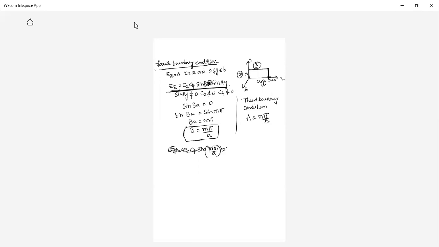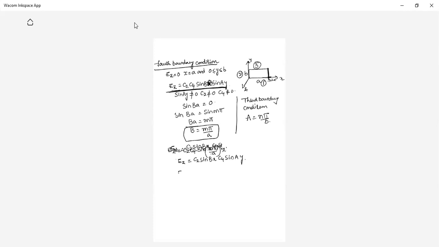Let's see, C2 sin bx into C4 sin ay. Oh, sorry, I'm not seeing it here, I'll write it here. One minute. I think it is overlapped. Ez is equal to, now I'm writing C2 sin bx, C4 sin ay. Yes or no? This is the basic expression.